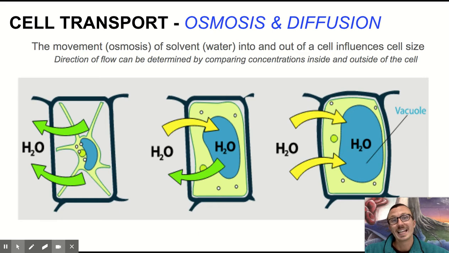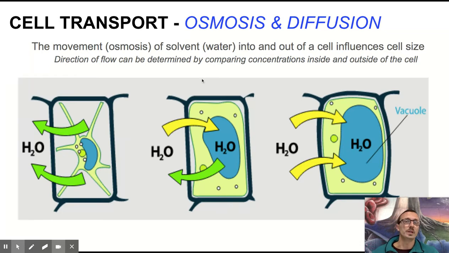But I want to start today by talking about osmosis and diffusion. Now remember, diffusion is the simple movement of molecules from high to low concentration across the membrane. So that's going to include things like carbon dioxide and water and ions. Osmosis is the movement of water from high concentration to low concentration. Now, what you need to know about osmosis is that the movement of water into and out of a cell can have a very profound effect on the size and shape of the cell.